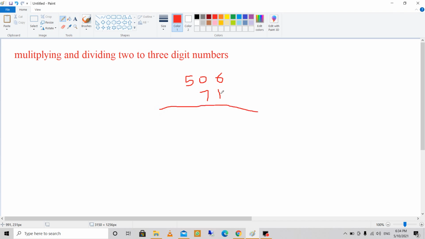We will repeat the same procedure. First of all, the first number from here will be multiplied with 6. So 1 6 is 6, 1 zero is 0, and 1 multiplied by 5 is equal to 5.